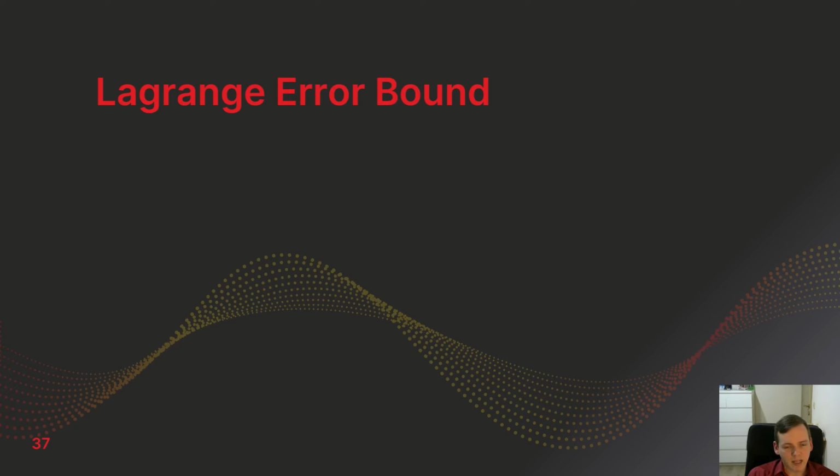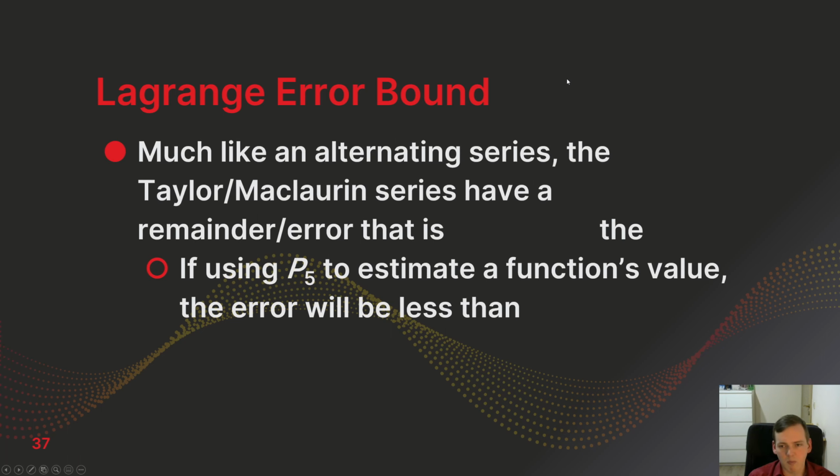Previously, we looked at Taylor series. Now we're going to look at the error bound, where we use a Taylor polynomial to approximate a function. So, much like an alternating series, the Taylor/Maclaurin series have a remainder or an error that is less than the next term.